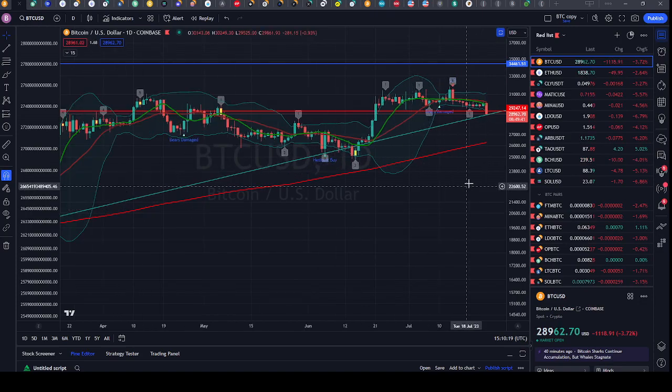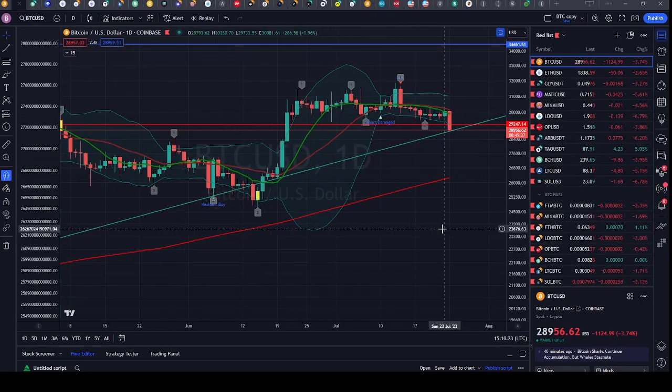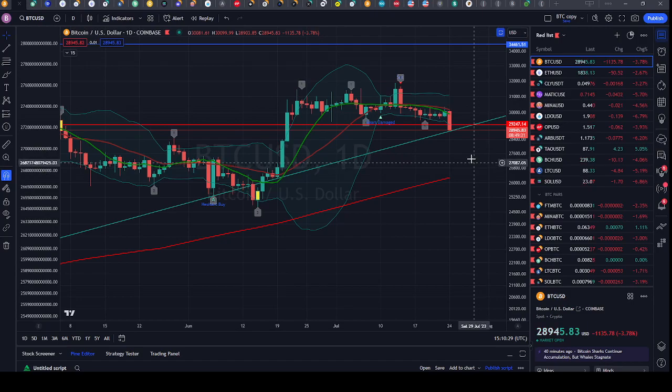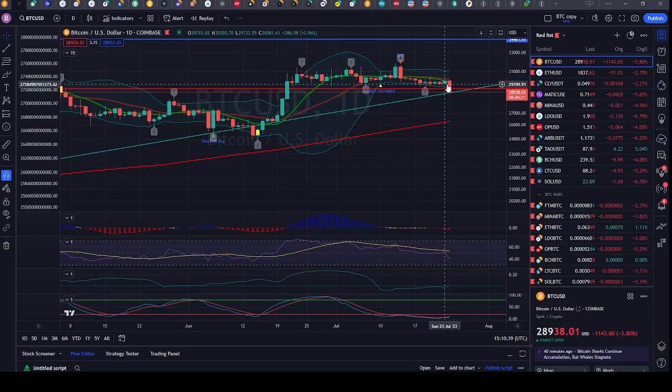Let's see what we got. So yeah, clean touch on the trend line. On the daily, certainly it looks worse. Let's look at a couple of the others. On the daily, it certainly looks worse. It's technically a trend reversal to the downside on the daily.